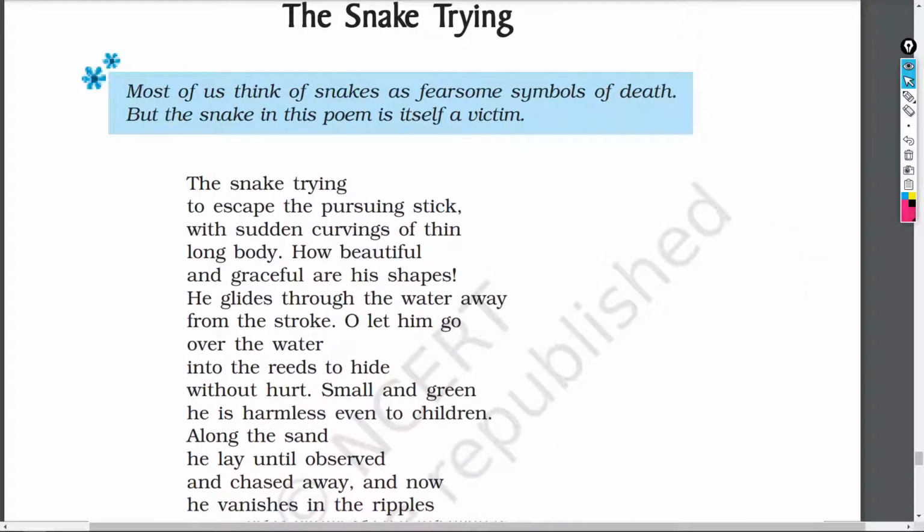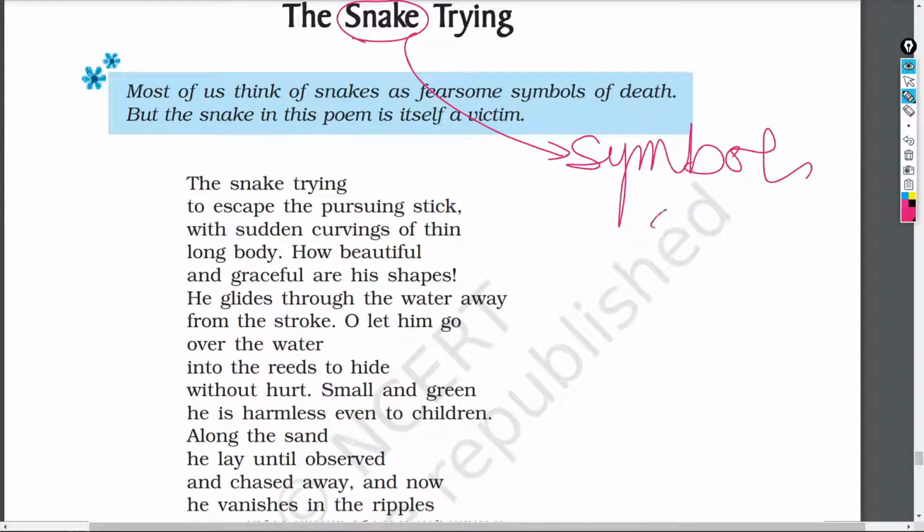So my dear children, you will understand. Normally, what is the kind of feeling that we have with the snake? It is regarded as being the symbol of what? Symbol of death. Now, is it the symbol of death? Is there no beauty in the snake?